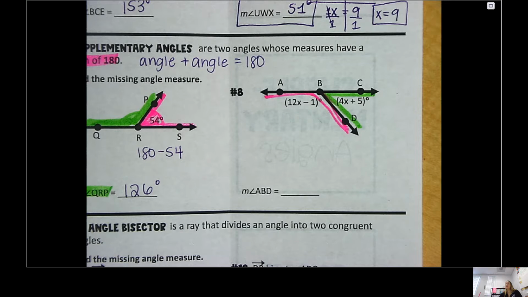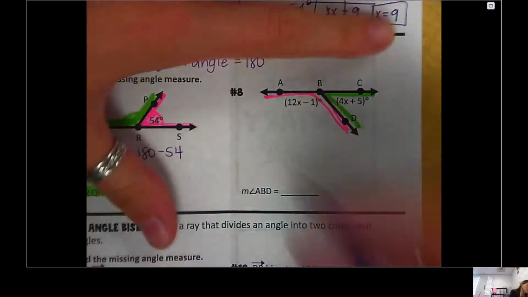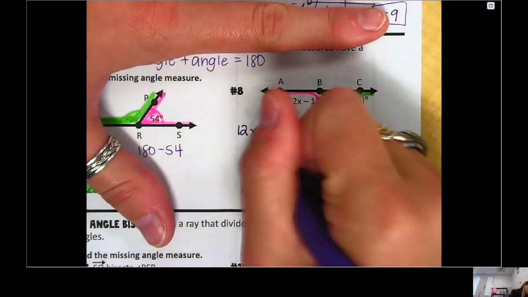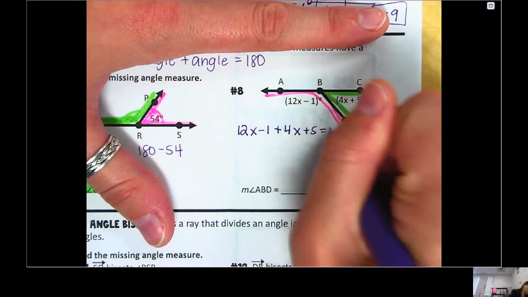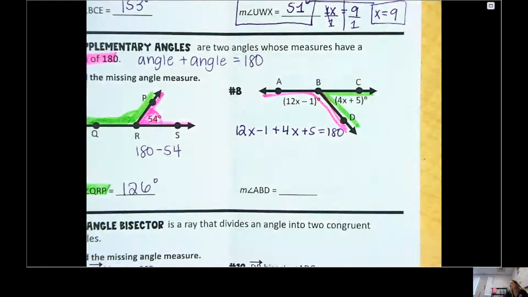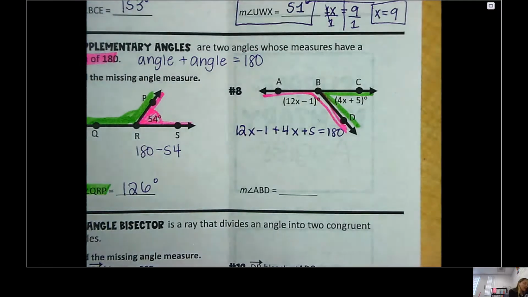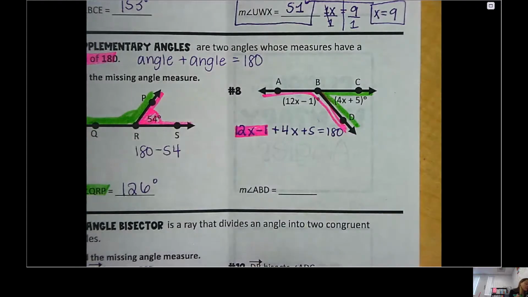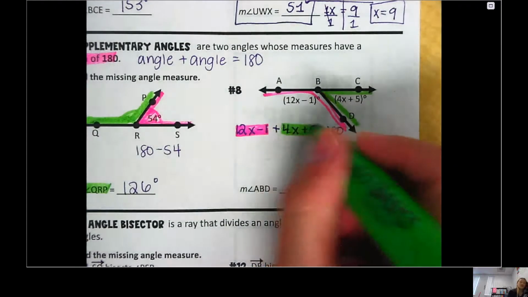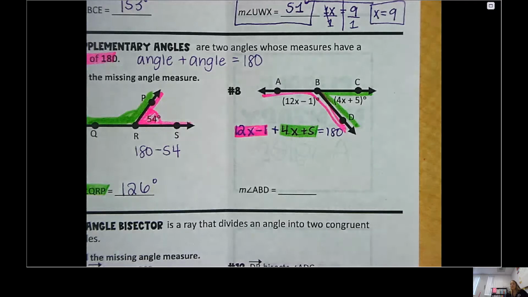Equals? Beautiful. That's it. 12x minus 1 plus 4x plus 5 equals 180. So we're just adding the 2 together, right? You're adding this pink angle plus this green angle, and you're setting it equal to 180.